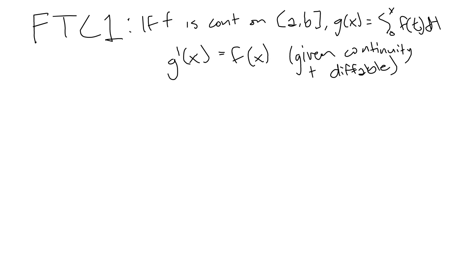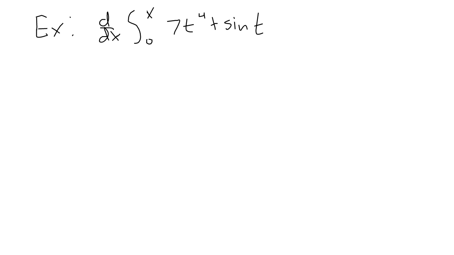So we can see what this means by doing an example problem. In this example problem, you want to find the derivative with respect to x of the integral from 0 to x of 7t to the 4th plus sine of t dt. All right, so earlier, we said this integral function is equal to g of x.